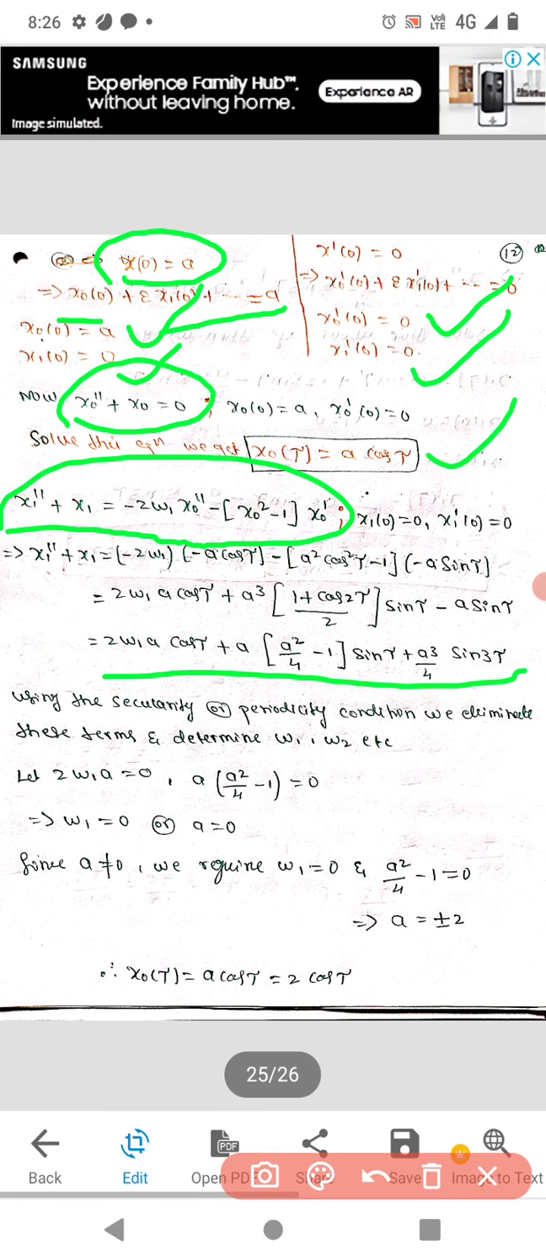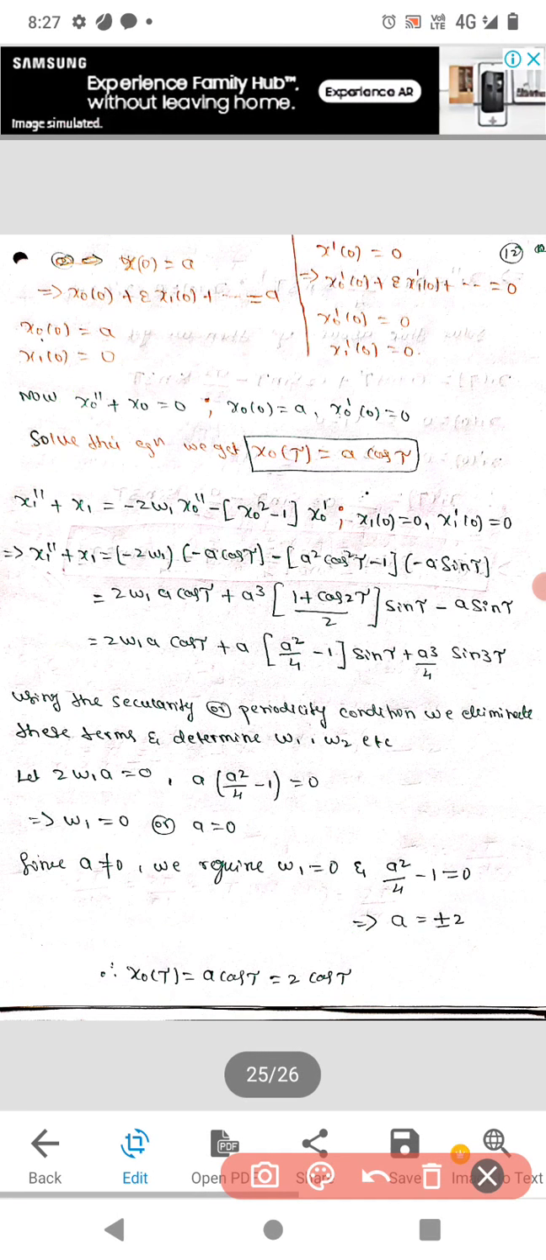In this equation, so many terms are there, so consider the secular terms and make those terms vanish, which means equate them to 0. We get omega 1 is equal to 0 and a is equal to 0. Suppose a is not equal to 0, what happens? We require omega 1 equal to 0 and a squared by 4 minus 1 equal to 0, so a is equal to plus or minus 2. Therefore x naught of tau is equal to a cos tau, and a is 2, so this is equal to 2 cos tau.